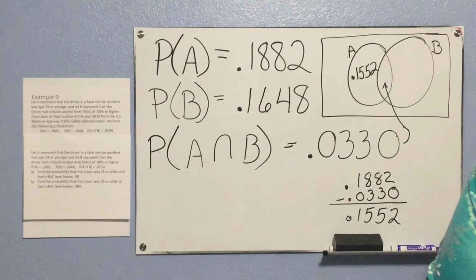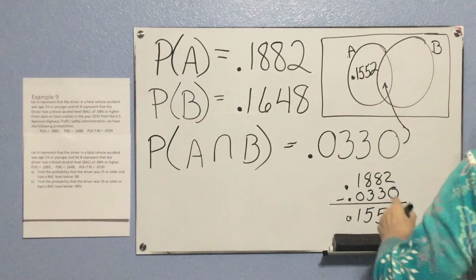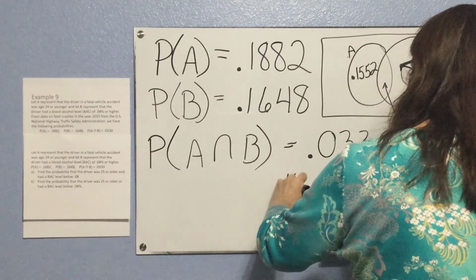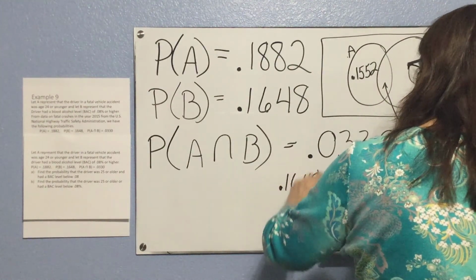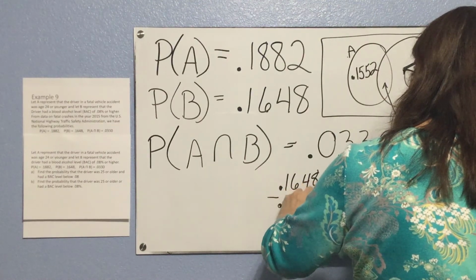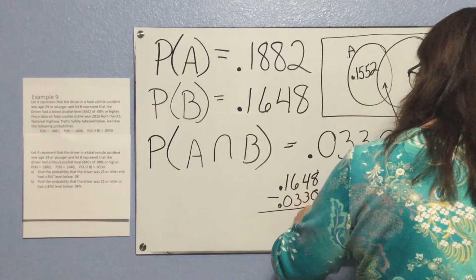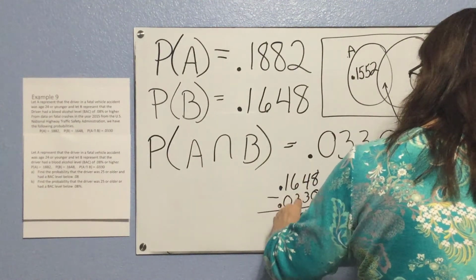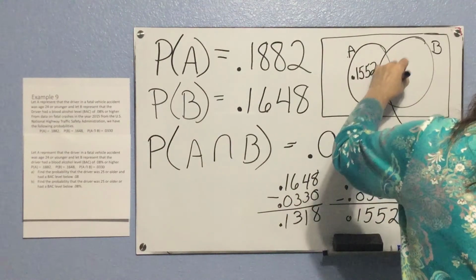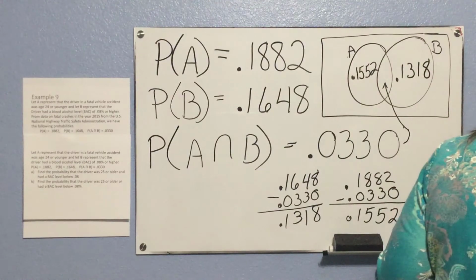And then for this area, we do the same thing. 0.1648 minus 0.0330. And so I have 0.1318 on that side.